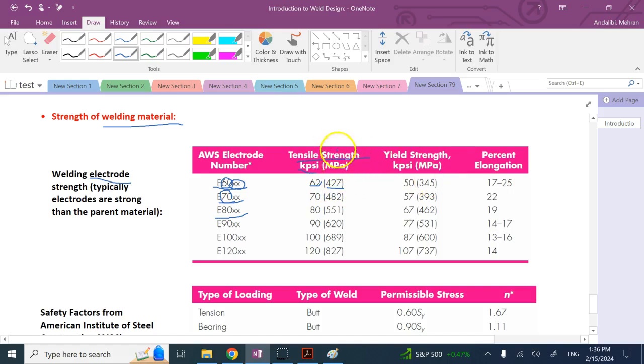So this is like the ultimate strength. The yield one is 345, okay? And it shows also how much elongation they can have at the failing point. So you see, these are properties.